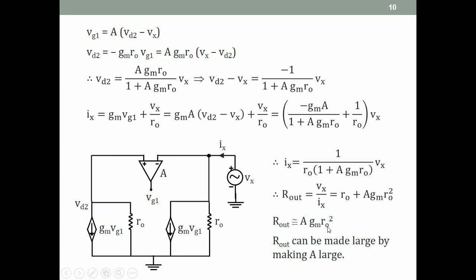R-out of GM RO squared, which is equivalent to a Cascode, with the additional advantage that the VO-min of this circuit is still just 1 VOV. And if A is of the order of GM RO, we'll get higher. If A is GM squared RO squared, we'll get like a quadruple Cascode.